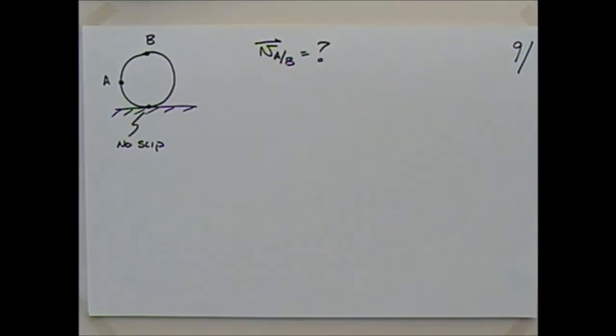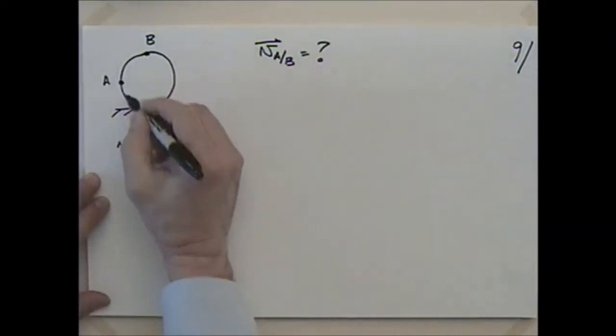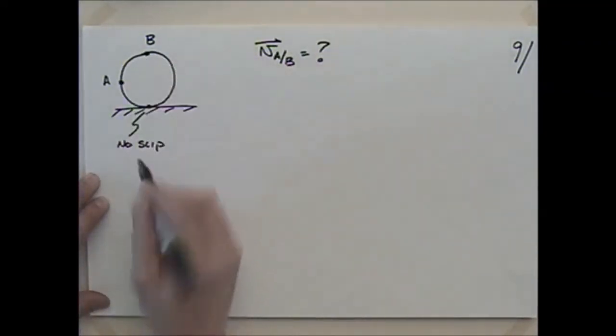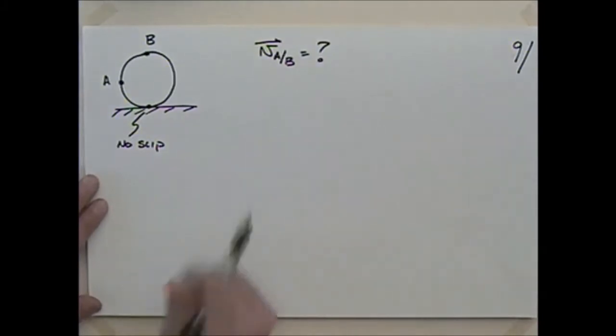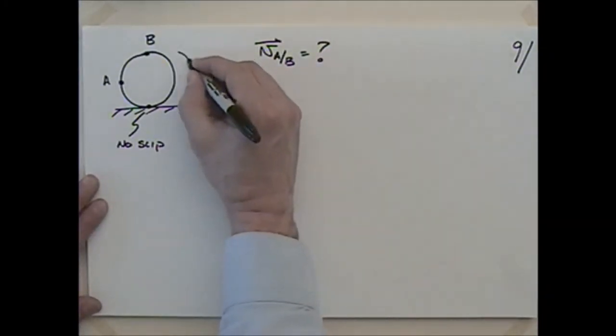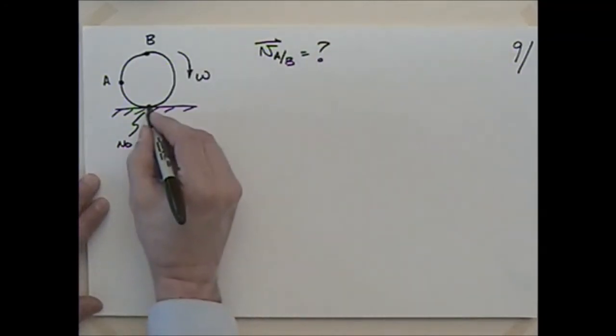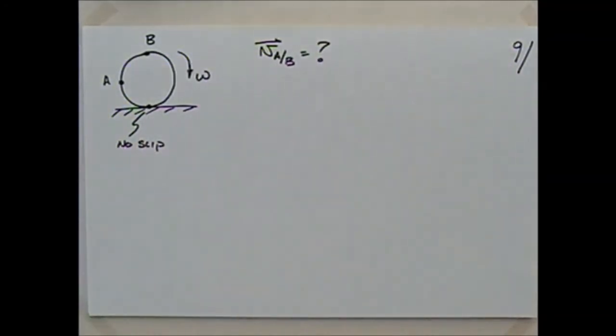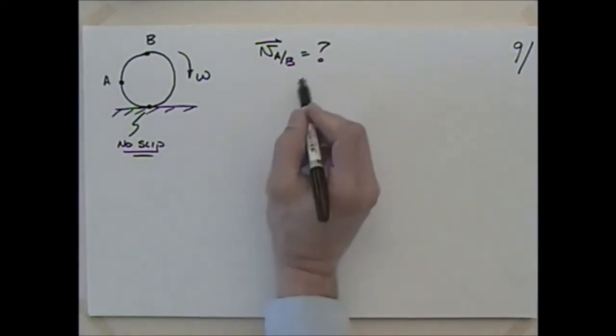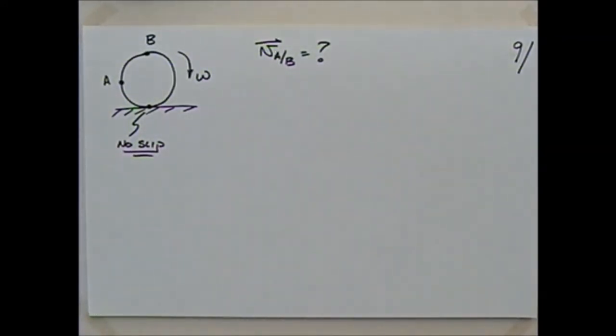We've got something that's rolling along, so we'll talk about a tire or a disc or a cylinder that's rolling along. Let's say that it's rolling like this with some omega, and we have no slip at the bottom there. Okay? So we've got no slip. And the question comes up, what's the velocity of A with respect to B?